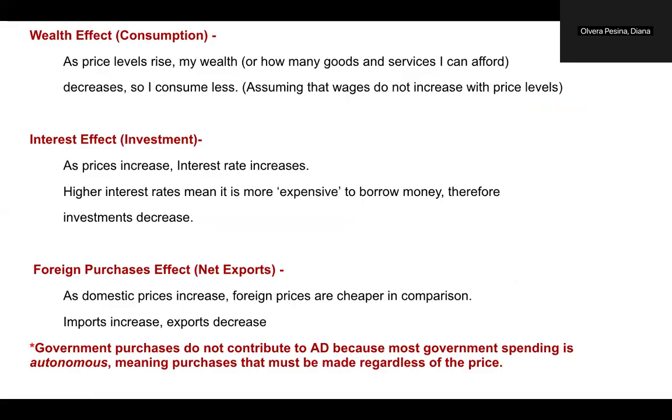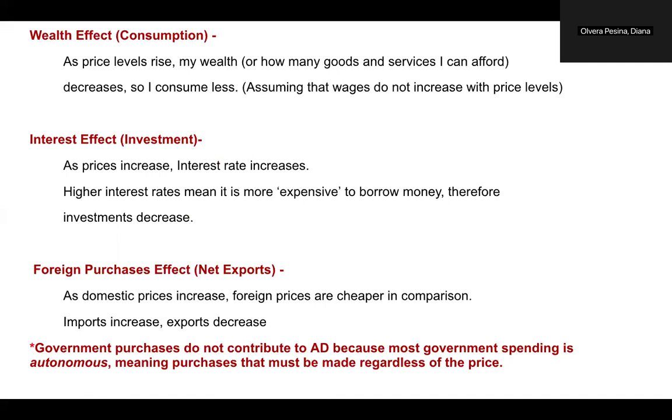So our wealth effect, which is what we just described as consumption, is that as my price levels rise, my wealth, or how many goods and services I can afford to buy with my paycheck, goes down. So I'm going to consume less. And this is assuming that my wage does not increase. So the prices go up, but I'm still earning the same amount. I'm going to be able to buy less.